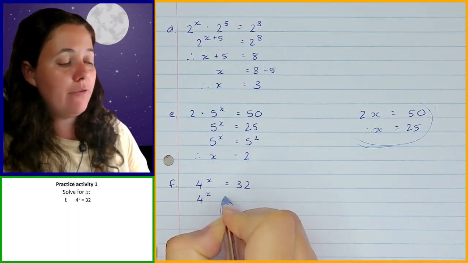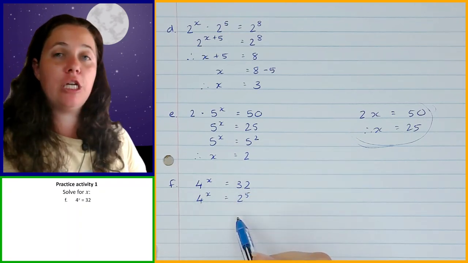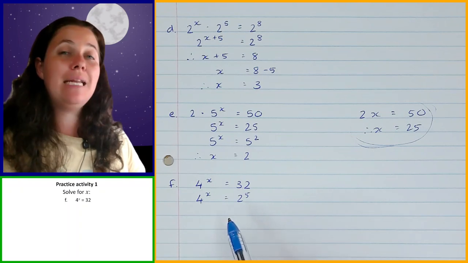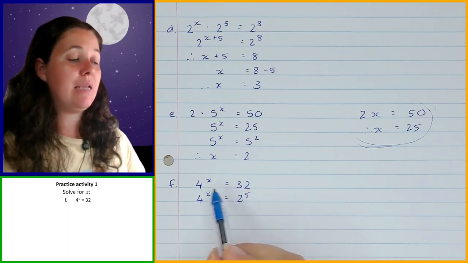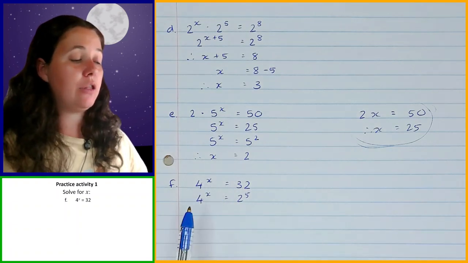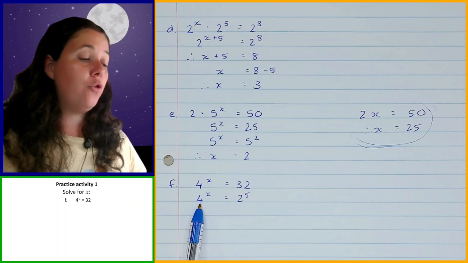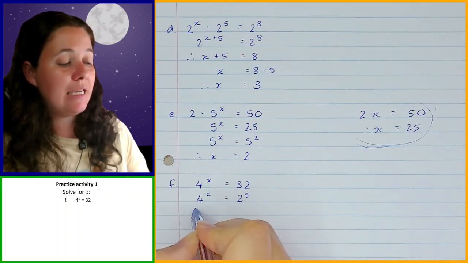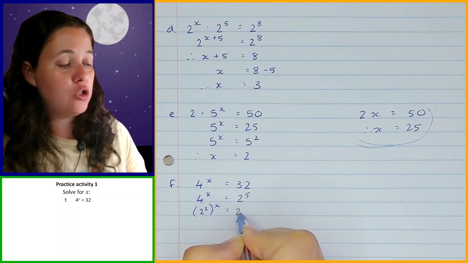We've got 4 to the power of x equals 32, which is 2 to the power of 5. That is the only power I can change 32 to. So what I need to do now is see, well, I can't make this one have the same base as that. So can I make this one have the same base as that? I can. 4 is the same as 2 squared. So this I can change to 2 squared to the power of x equals 2 to the power of 5.